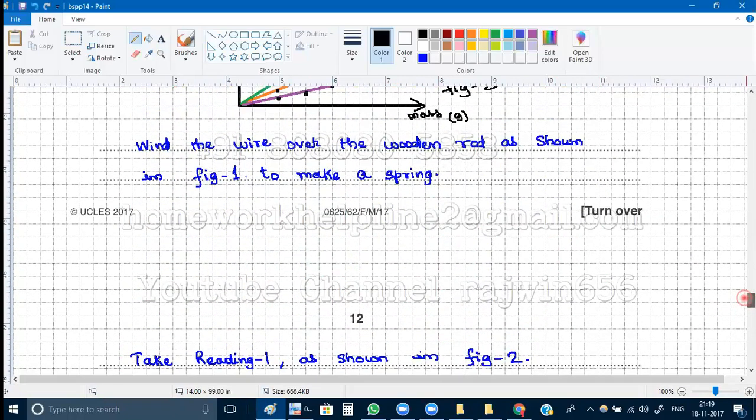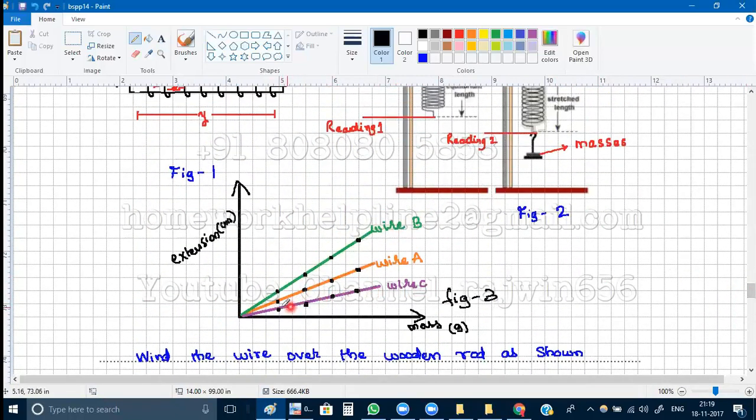What are the kind of graphs we are expected to get? Different wires are there, wire A, wire B, wire C. Okay, they will produce different amounts of extensions which is shown over here in the graph.